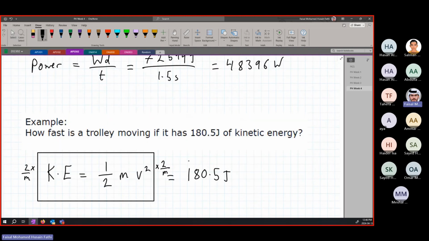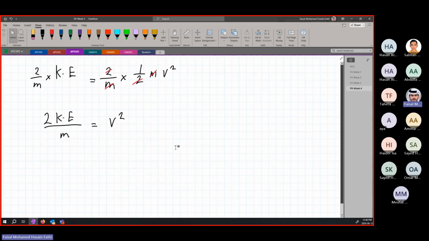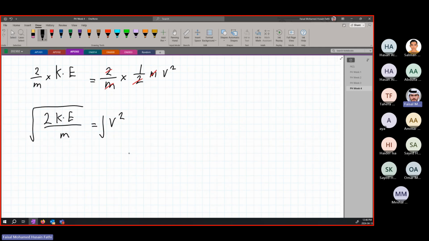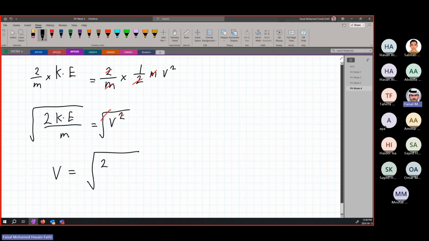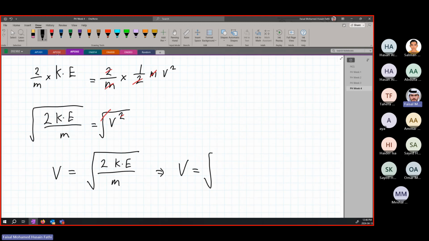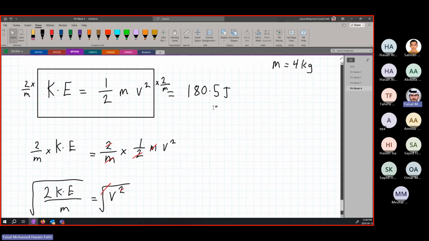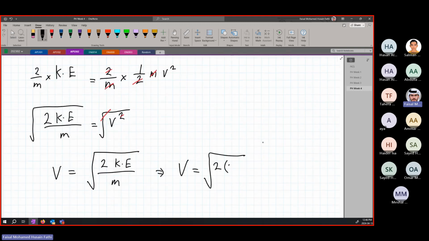Here, the mass of the trolley is 4 kilograms, by the way. So if we want to keep solving, to get rid of a square we need to do the square root on both sides, and then the square will cancel. So we'll get a final equation of v equal to the square root of 2 times the kinetic energy divided by mass. If we plug in all our numbers now, v is equal to the square root of 2 times, what is our kinetic energy? 180.5.